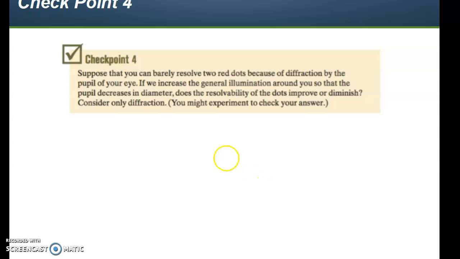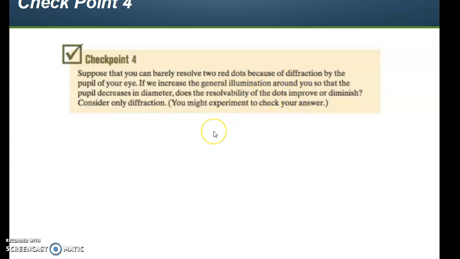Suppose you can barely resolve two red dots because of the diffraction by the pupil of your eye. If we increase the general illumination so that your pupil decreases in diameter, does the resolvability of the dots improve or diminish? Consider only diffraction. What is happening here is you are increasing the light. By increasing the light, the resolvability will diminish. It will not improve your ability to distinguish that.